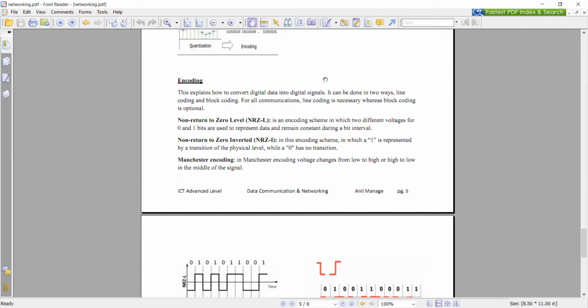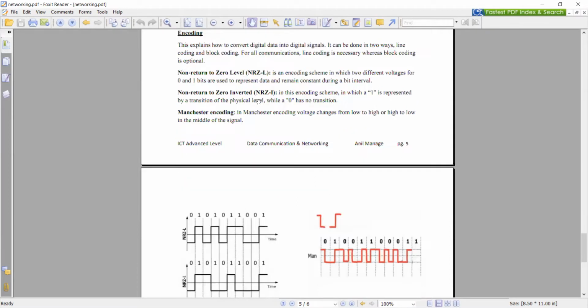At the very first page we discussed the two different types of signals, analog and digital. So converting to a signal must definitely happen here, right? It can be done in two ways, line coding and block coding. For all communication, line coding is necessary, whereas block coding is optional. Under line coding, we will learn the 3 methods in the syllabus, right?